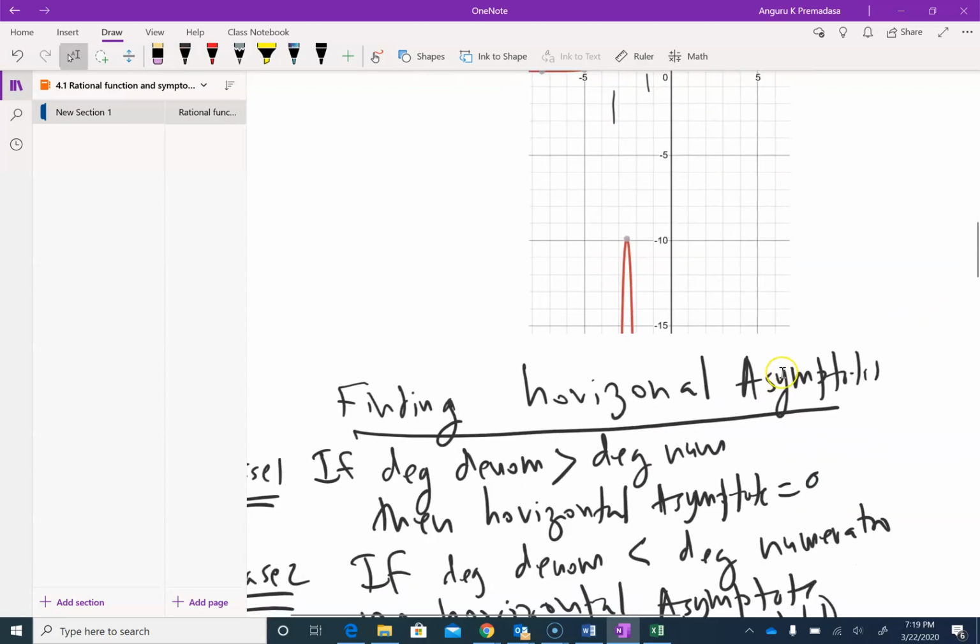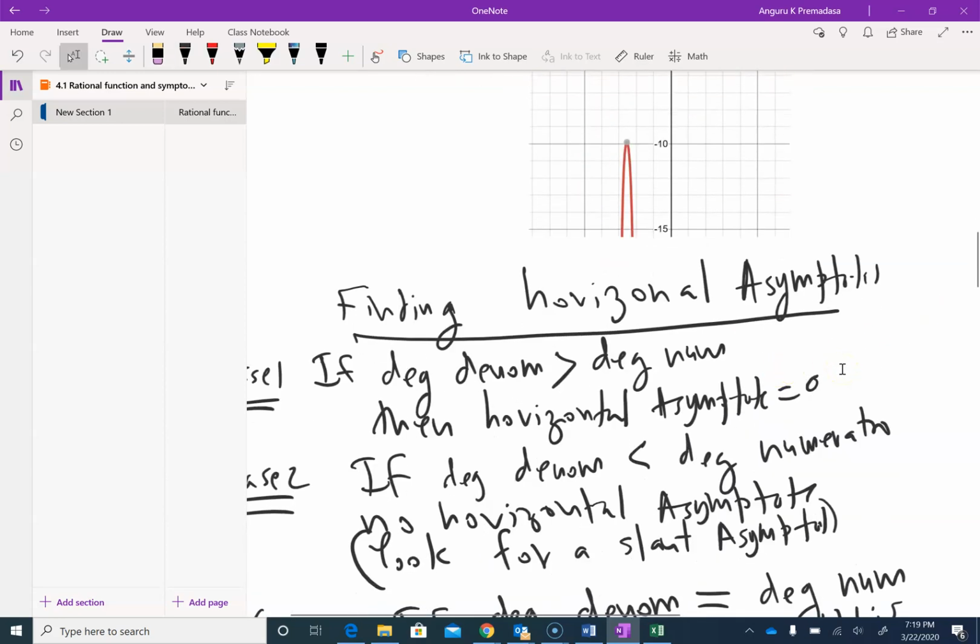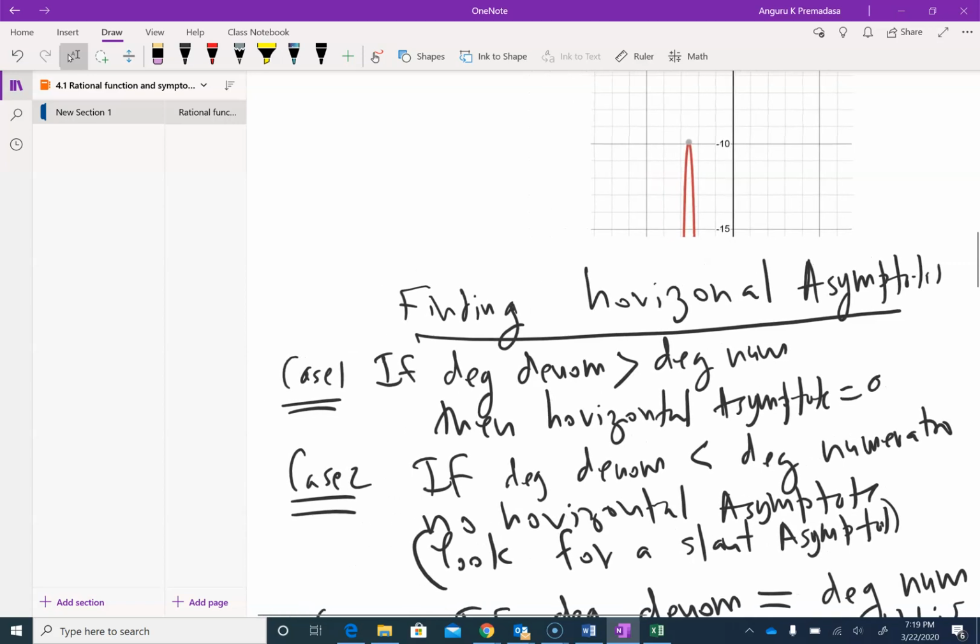So how do you find the horizontal asymptotes? Well, there are three situations, and let's explain these three cases. Only one of them can happen. First of all, if the degree of the denominator is greater than the degree of the numerator, then the horizontal asymptote is the x-axis.